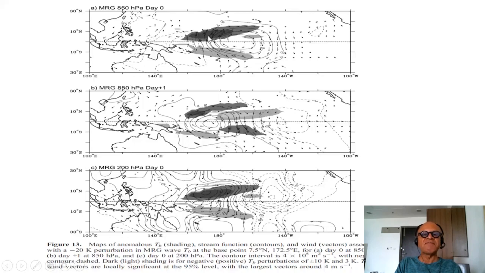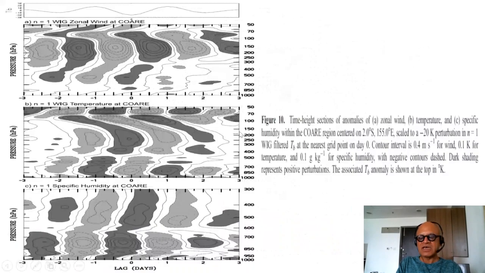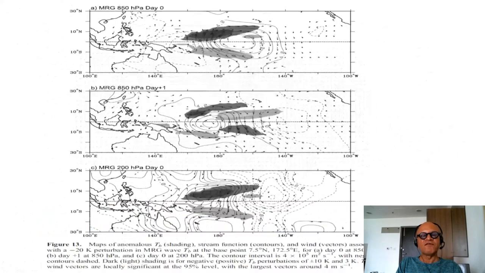So this is the mixed Rossby gravity wave. Again, see the structure here now, quite different compared to the other waves we have been looking at. Mixed Rossby gravity waves have equatorially symmetric or asymmetric structures, depending on whether it's mode 1 or mode 2. Here it's day 0, day +1, lower level and upper level, and associated rotational features. These are showing cloud top temperatures and stream functions and wind vectors associated with the same -20K perturbation for the mixed Rossby gravity waves.